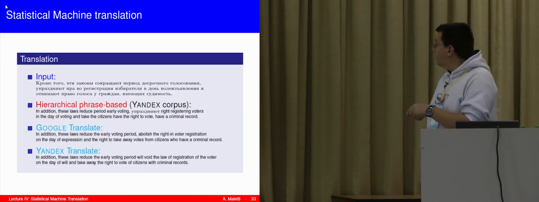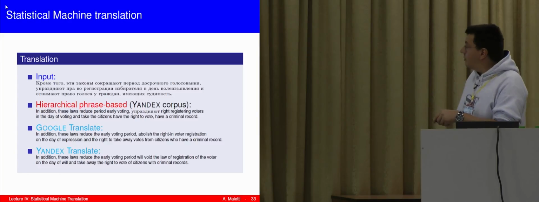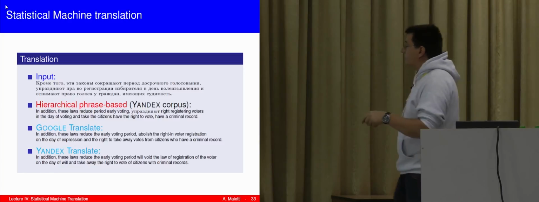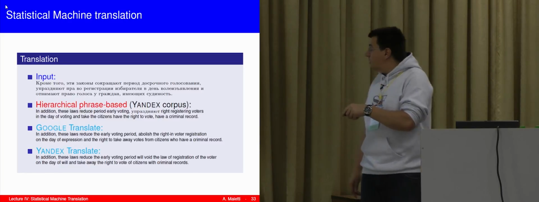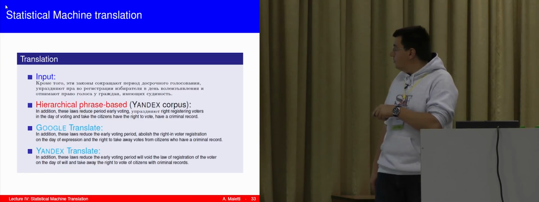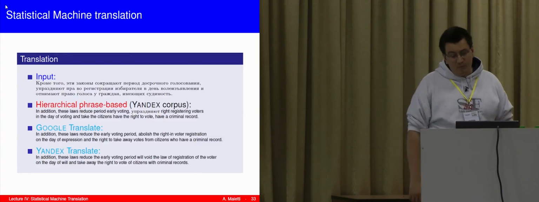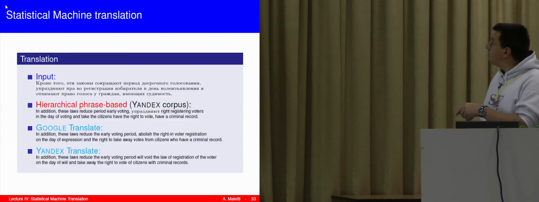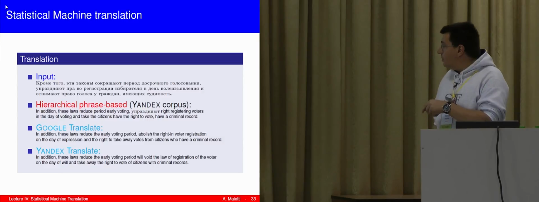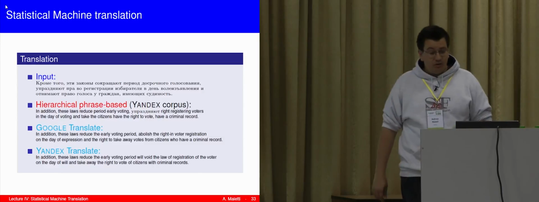Will void the law of registration of the voter on the day of will. Well, I don't know, it's also not too great. And take away the right to vote of citizens with criminal records. Google was a bit better here. Realizing this as a relative clause is a bit better than as a prepositional.